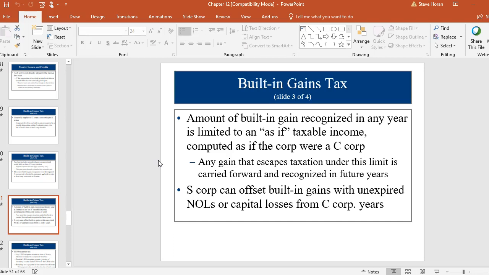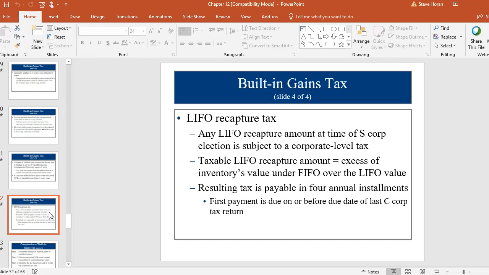The amount of built-in gain recognized in any year is limited to an as-if taxable income computed as if the S Corp were a C Corp. An S Corp can offset built-in gains with unexpired NOLs or capital losses from C Corp years. The reason that exists is so that you can't just switch from a C to an S and then distribute appreciated property to an owner and avoid capital gain tax.